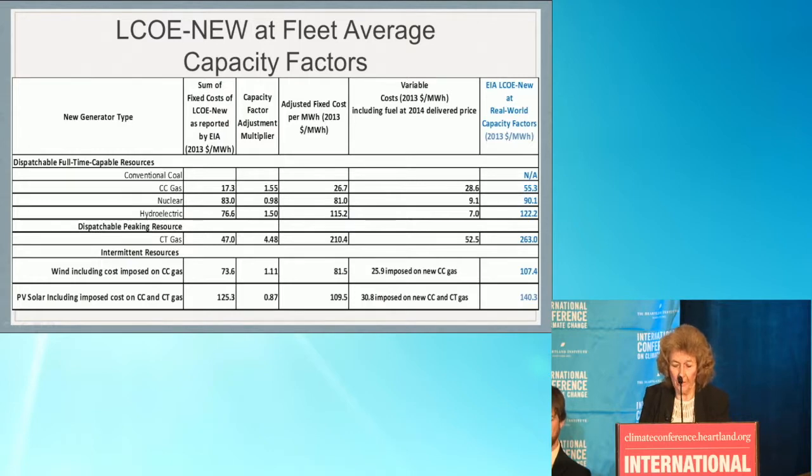The fourth column is the variable cost, and here we backed out EIA's forecasted fuel price and used the 2015 delivered fuel price. The chart title says 2014, that's a typo. And then you can see in the last column the numbers that we got for the levelized cost. The imposed cost number for wind, we estimated at $26 per megawatt hour, and for solar PV at $31 per megawatt hour.